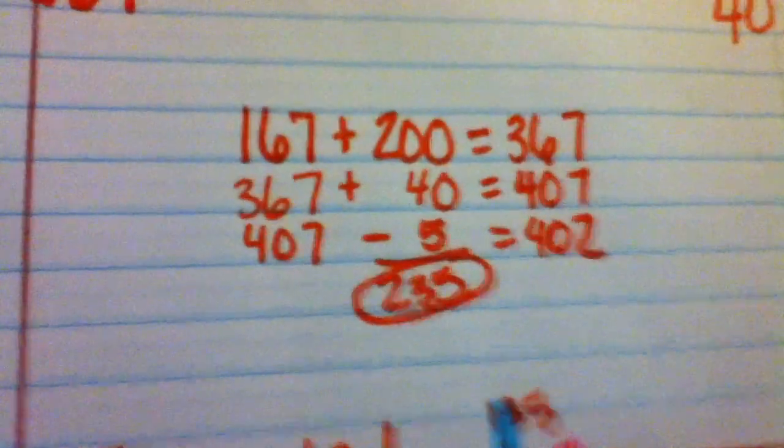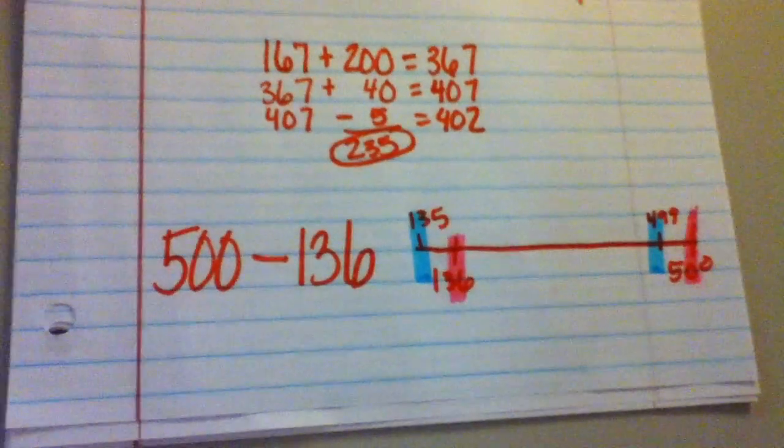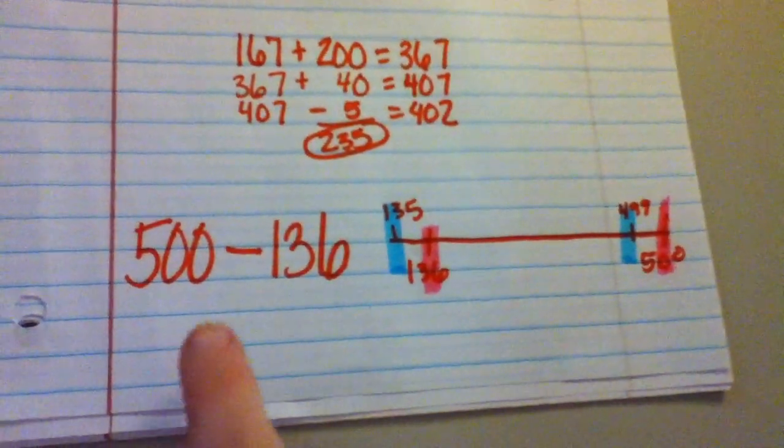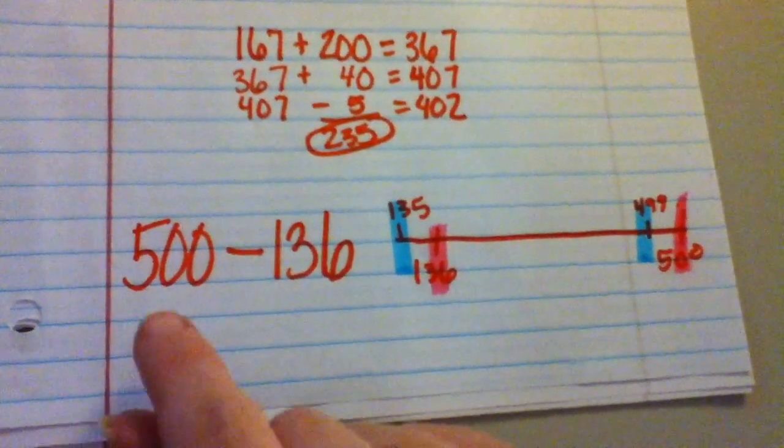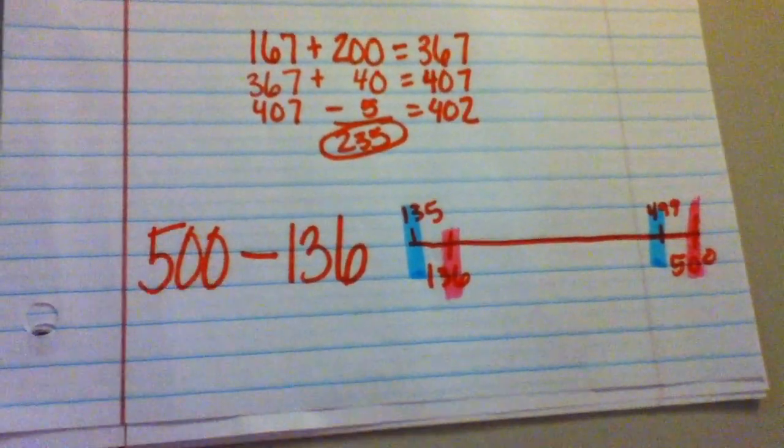Okay, and then our last one is a really cool one, and this is a concept by Greg Tang, a little math guru, and this is the concept called backing up. And backing up is really, really helpful when you have a double zero number here that you don't want to have to regroup across zeros.